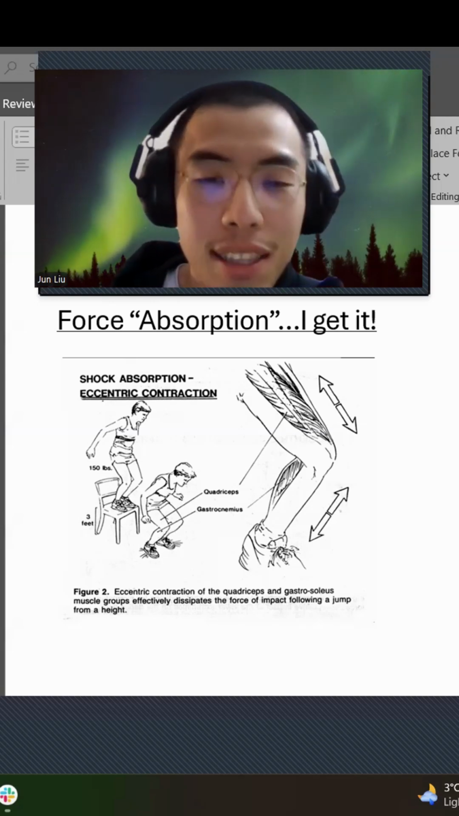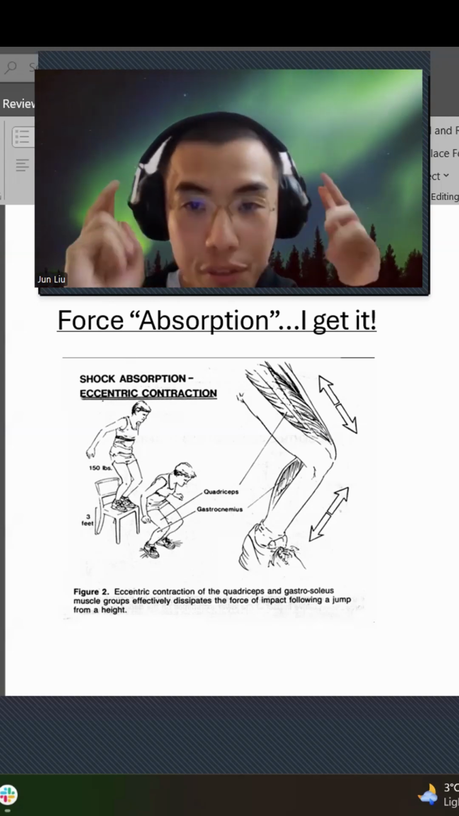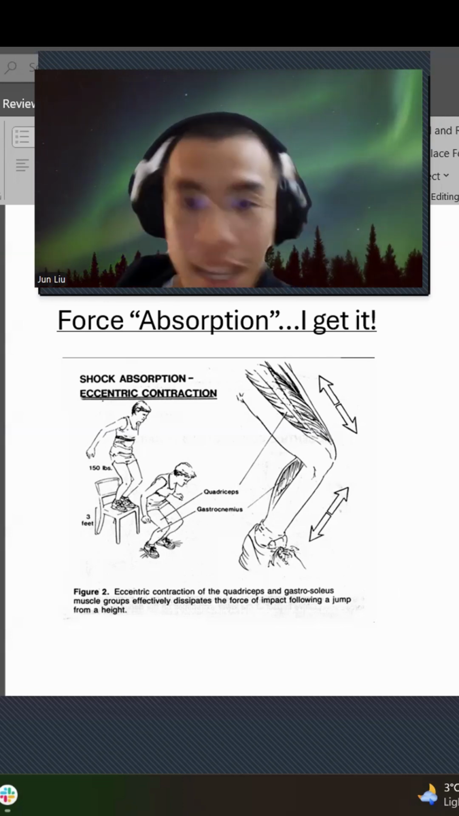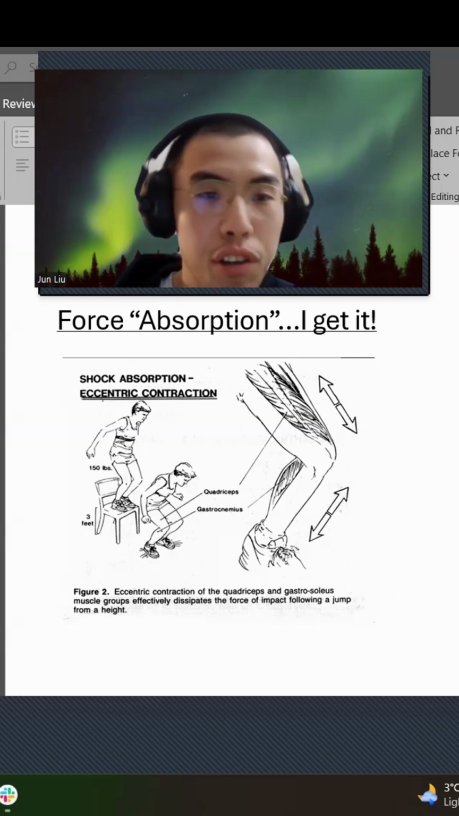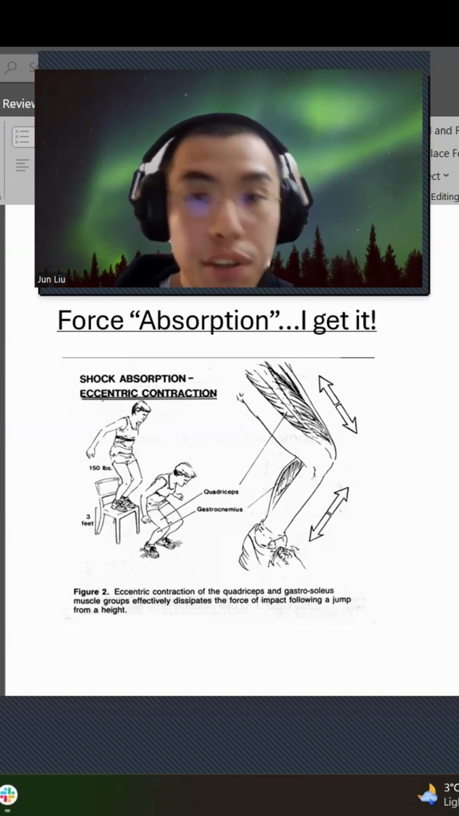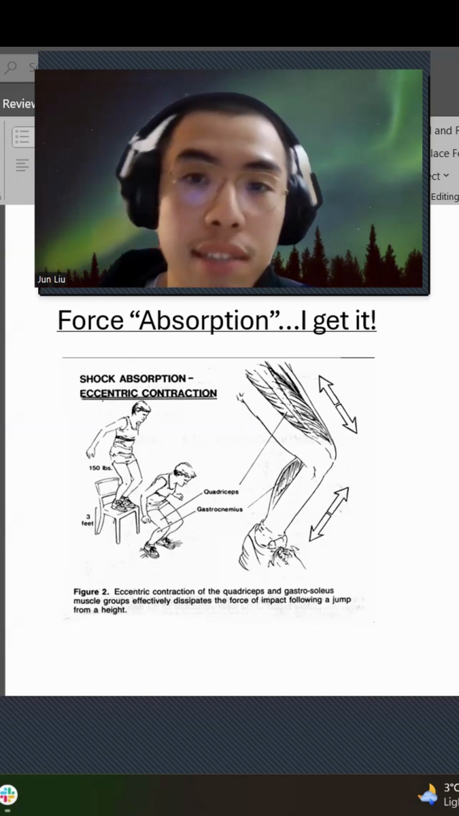All right, if you're someone that's been called out for using the phrase "force absorption," I understand where you're coming from. I totally get it. So I'm going to offer some explanation of what's happening and also provide you with some alternative terminologies that you can use. That's hopefully helpful.